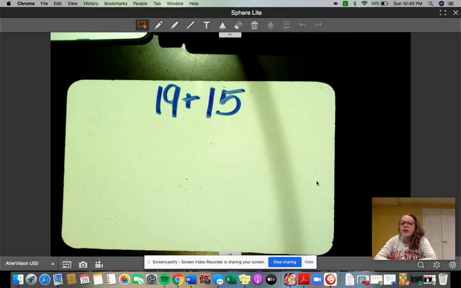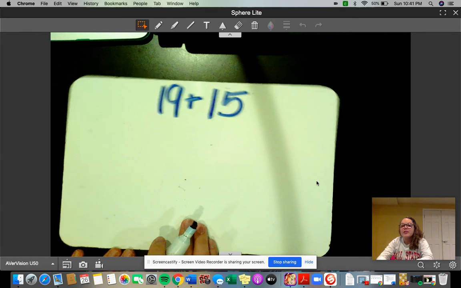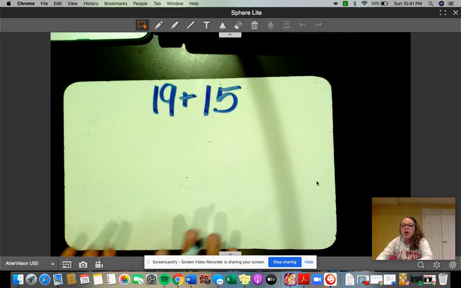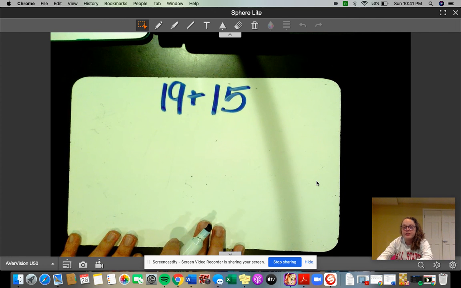We are going to work on some more math today. We are going to practice adding two-digit numbers when the numbers in the ones place add up to more than 10. We started doing this last week, and we're just going to continue doing it some more so we get some more practice at it. All right, so a problem that I have here for you right now is 19 plus 15.